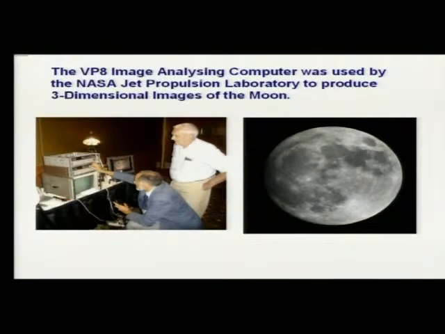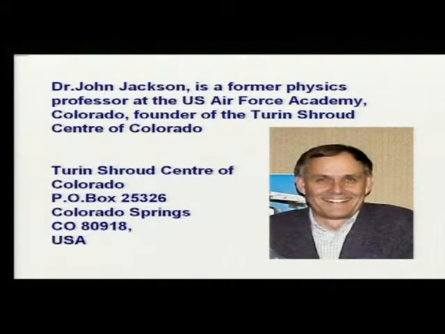to analyze and produce three-dimensional images of the moon. What they did was send an orbiting satellite around the moon and take lots and lots of photographs of the moon, and then feed all those separate photographs and images into the computer, and the computer would produce a three-dimensional image of the moon. Well, the Shroud of Turin has always been controversial, so somebody came up with the bright idea of putting the Shroud of Turin under the VP8 image analyzing computer that NASA used.